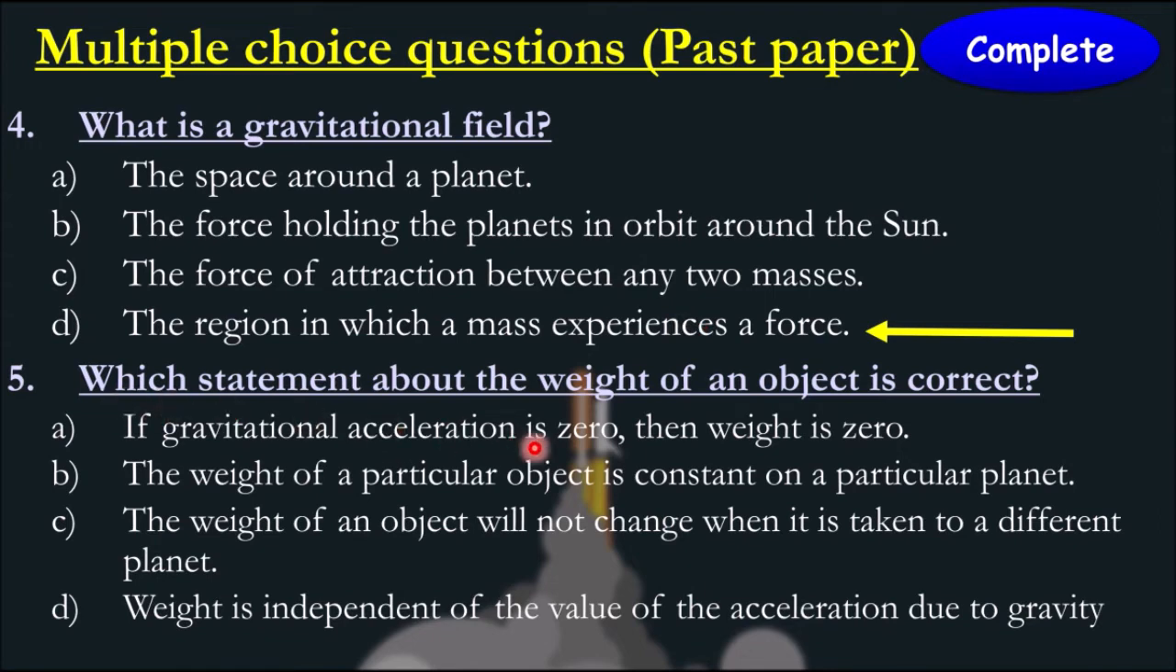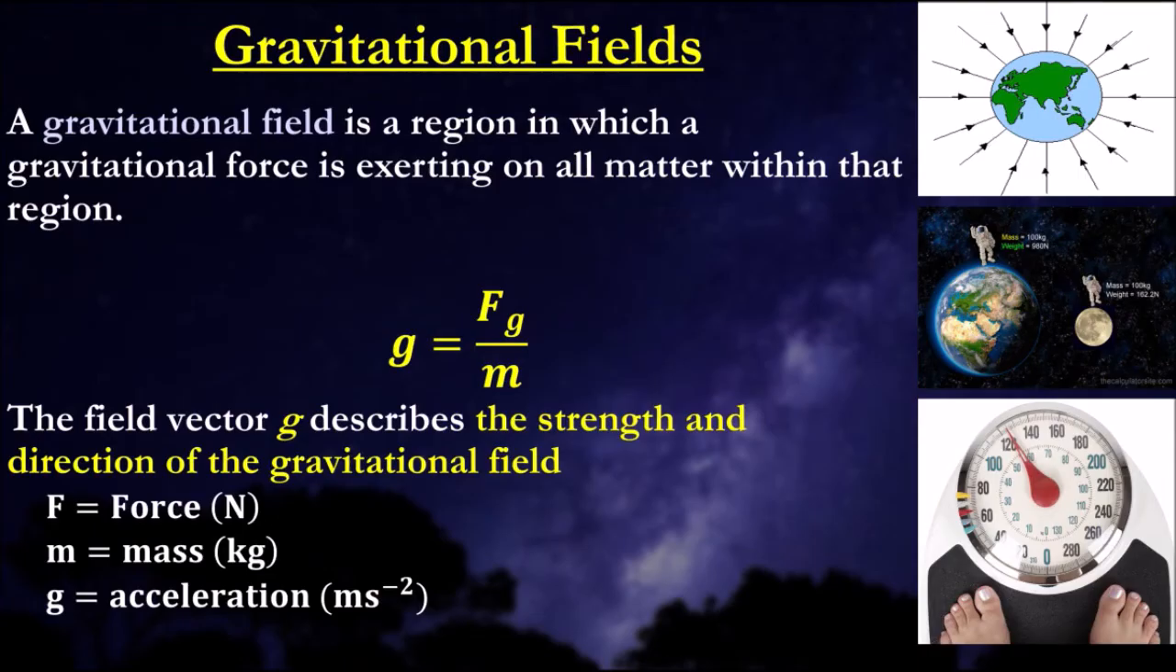And then, which statement about the weight of an object is correct? The answer is 0. So if the gravitational acceleration is 0, our weight force is also 0. This actually aligns with Newton's second law of motion. So Fg equals m times g. If g is 0, then by the calculations or normal arithmetic, we know that this would have to be 0 as well.